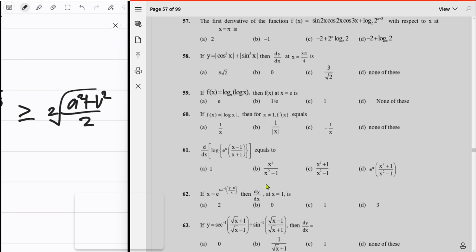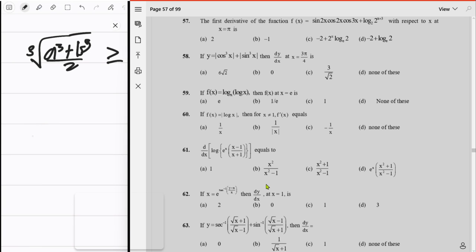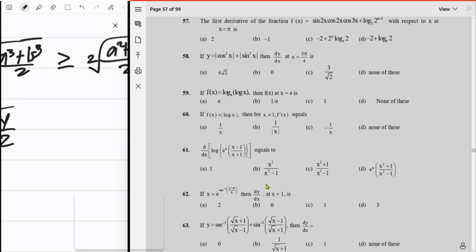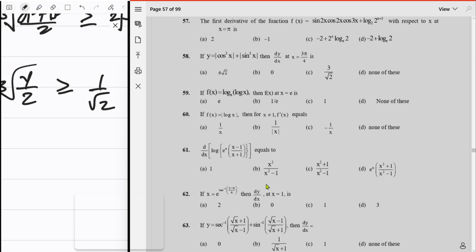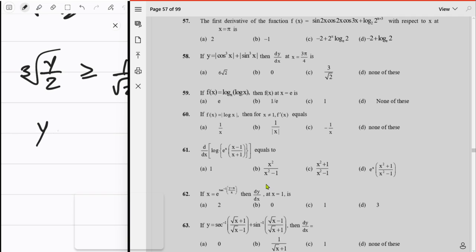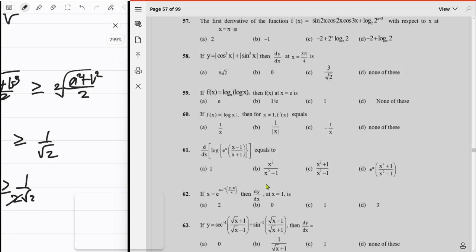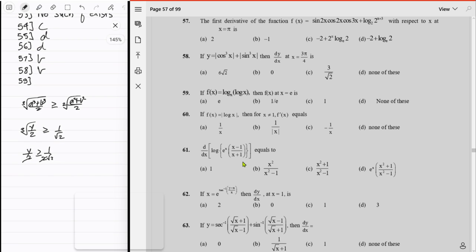But guess what? When you put a equal to mod of cosine x and b equal to mod of sine x, this is just what y is. So the cube root of y upon 2 is bigger than or equal to the square root of, okay, all of that stuff, this just becomes 1 upon square root of 2. So y upon 2 is bigger than or equal to 1 upon 2 square root of 2. And y equal to 1 upon square root of 2 happens when these two things are equal, which means at 3 pi upon 4, of course, and at pi upon 4, and all of these different points. Okay, next question.